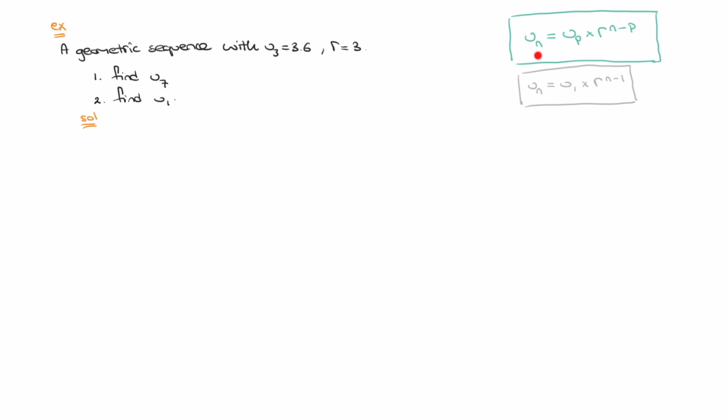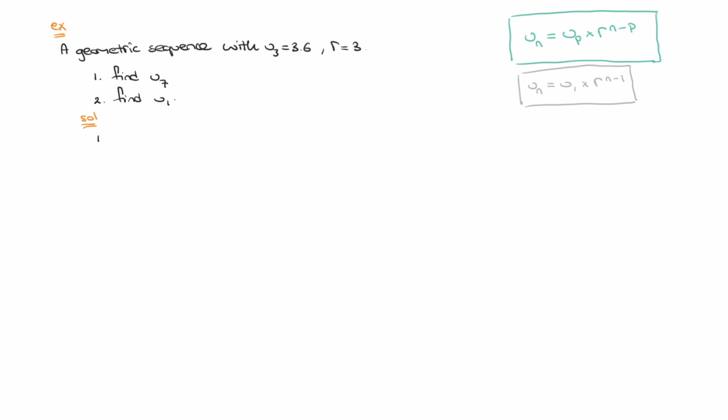The key thing to realize about this formula is that the term we see on the right-hand side, this u sub p, can be absolutely any term in the sequence. So, in other words, provided we have any term in the sequence and the sequence's common ratio, we can find any term we want. And so for this first question, we need to find the seventh term.